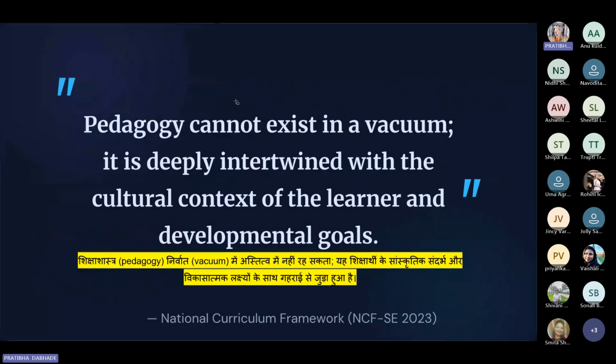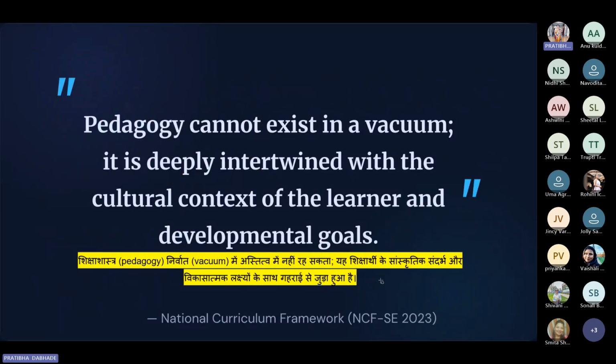Here you can see pedagogy cannot exist in a vacuum. It is deeply intertwined with the cultural context of the learner and developmental goals. हिंदी में इसे कहा जाता है शिक्षा शास्त्र. निर्वात में अस्तित्व में नहीं रह सकता. यह शिक्षार्थी के सांस्कृतिक संदर्भ और विकासात्मक लक्ष्यों के साथ गहराई से जुड़ा हुआ है.